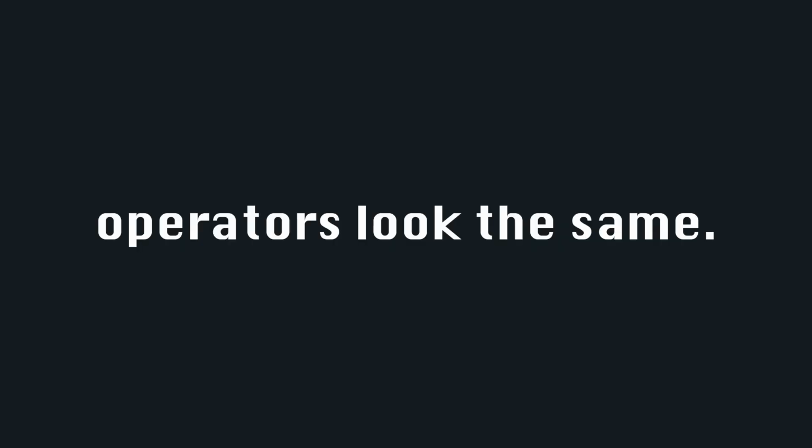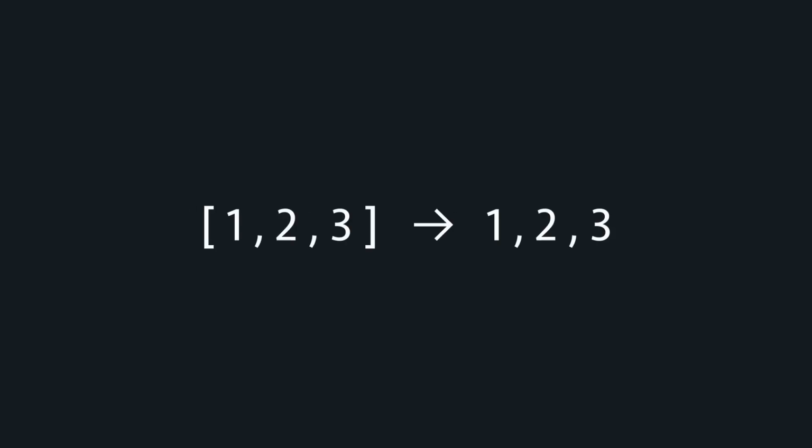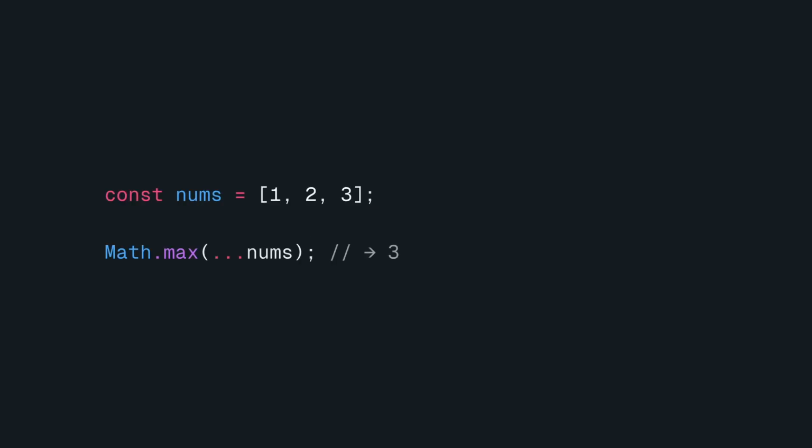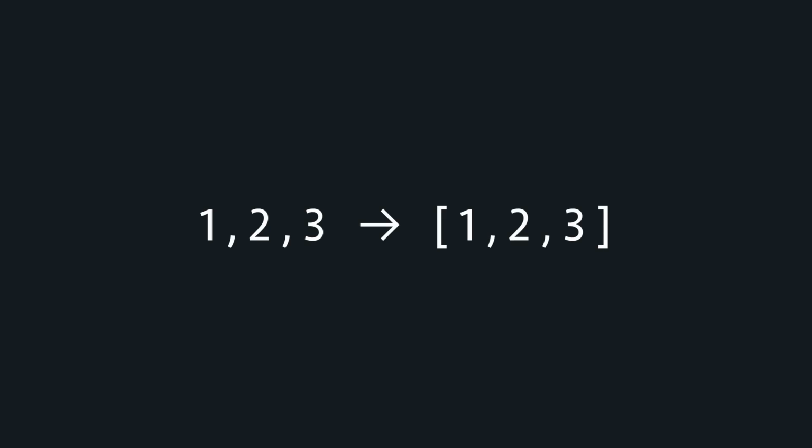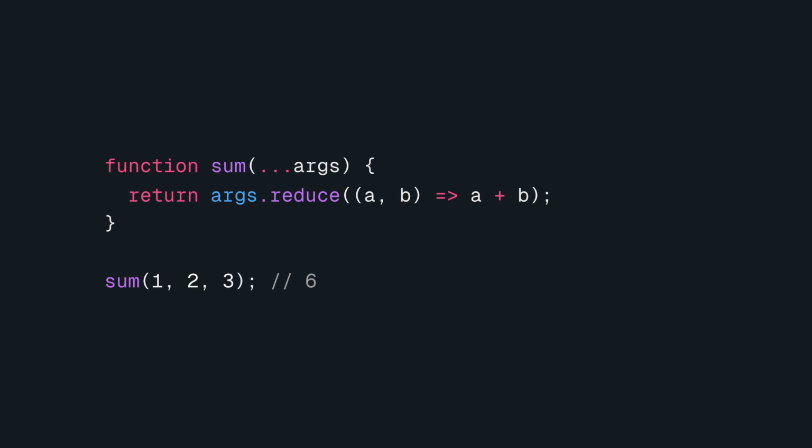The spread and rest operators look the same. 3 dots, but they behave differently. Spread breaks things apart. Rest gathers things together. You can think of them as opposites. Spread takes the array and expands it into individual arguments. Math.max doesn't accept arrays, but it does accept multiple numbers. Spread fixes that. Rest collects multiple arguments into one array. In this example, it gathers all the arguments passed to sum so we can loop through them and add them up.